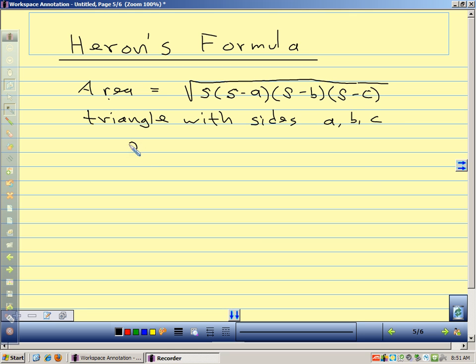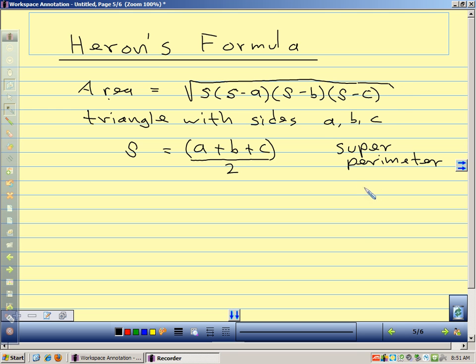And S is called the semiperimeter. S is A plus B plus C divided by 2. So if we know 3 sides of a triangle, we can use Heron's formula to find the area. And this one is pretty straightforward. The problems are just going to involve finding S and plugging numbers in. So I'm not going to do an example of this one.